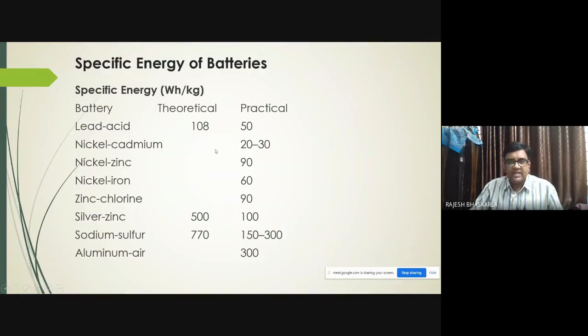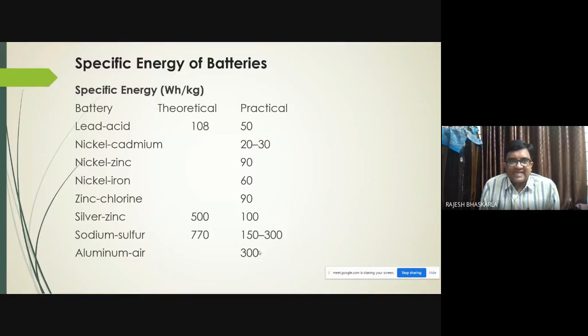Similarly, nickel cadmium is 20 to 30, which is still less. Nickel zinc 90, an improvement. Nickel iron 60, zinc chlorine 90, zinc silver 100, sodium sulfur 150 to 300, aluminum air 300. Now I purposefully did not list lithium ion. Can you guess what will be the specific energy of lithium ion? Approximately.